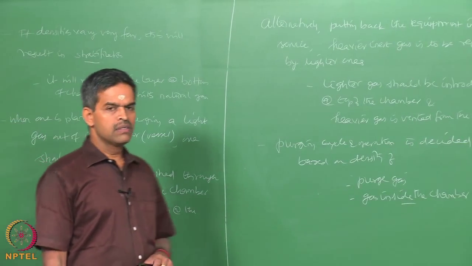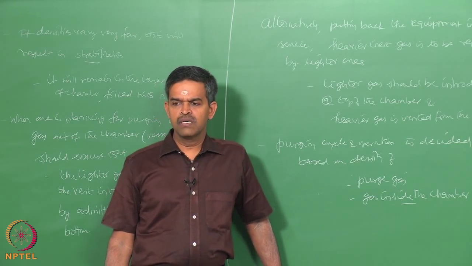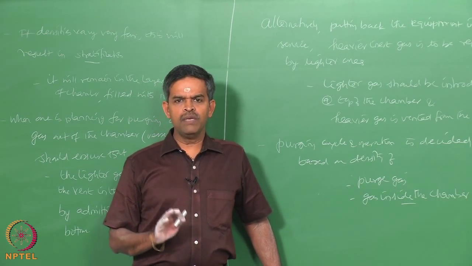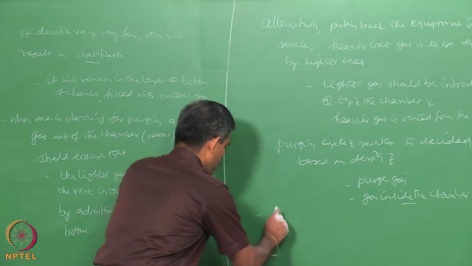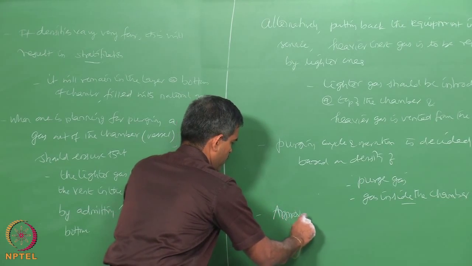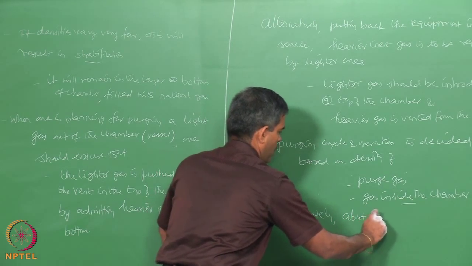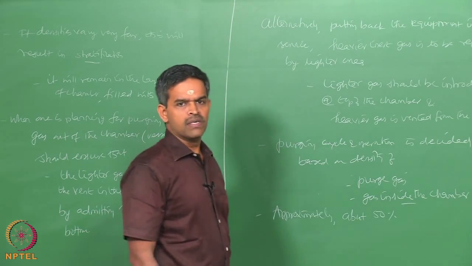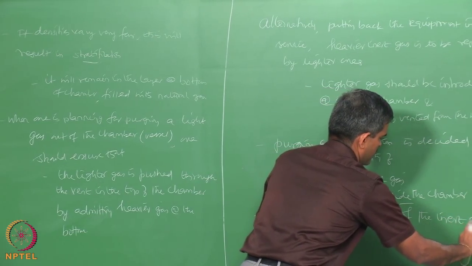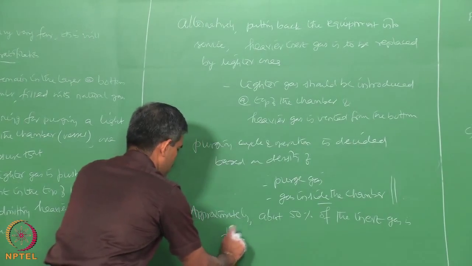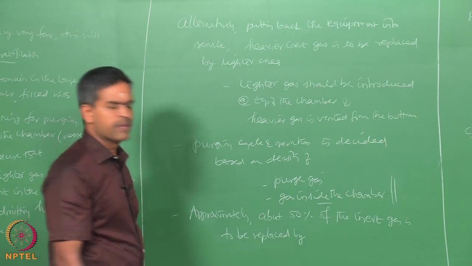So, therefore, friends, the importance of density difference in purging operation demands that approximately 50% of the inert gas is to be replaced by air in a large chamber.